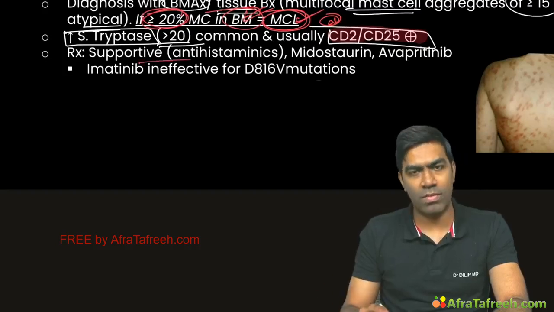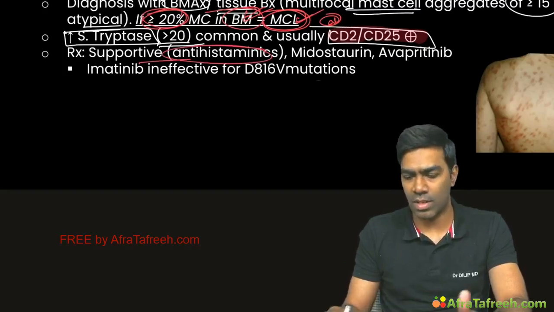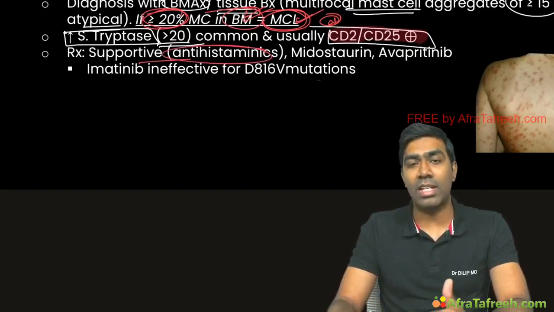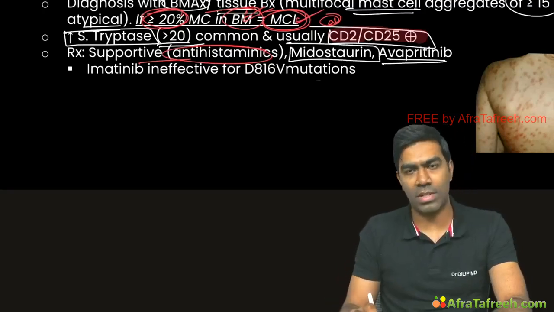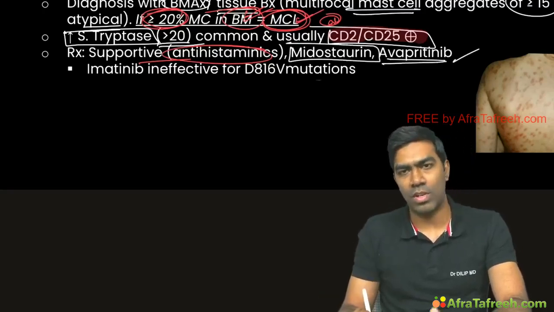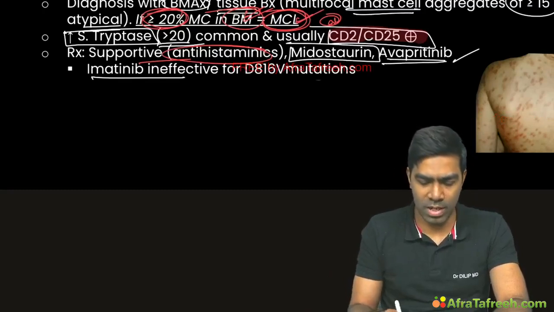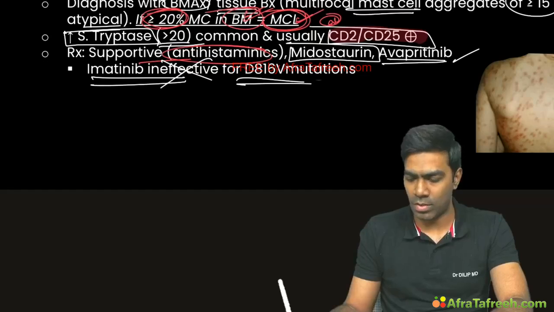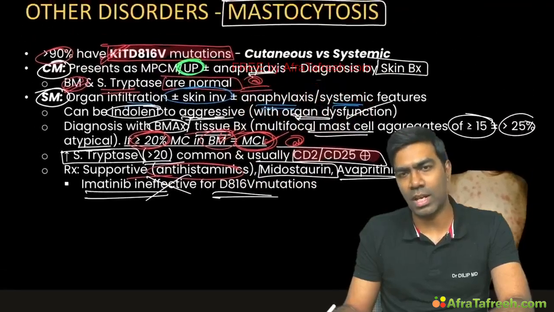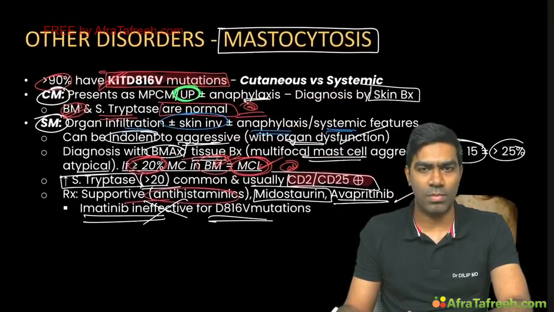Treatment is supportive with antihistaminics just to prevent anaphylaxis, and you can try the KIT inhibitors, KIT tyrosine kinase inhibitors like midostaurin or avapritinib. These are the approved therapies for cutaneous and systemic mastocytosis, but imatinib is not effective for this kind of KIT mutation. So imatinib is not effective for the D816V kind of KIT mutations. You have to use only midostaurin or avapritinib.